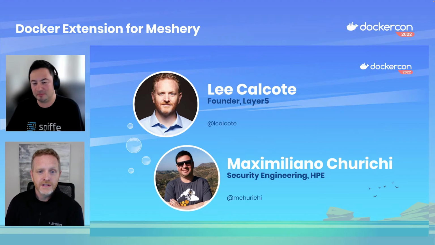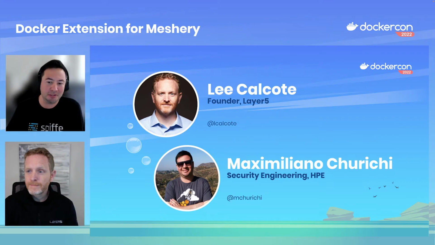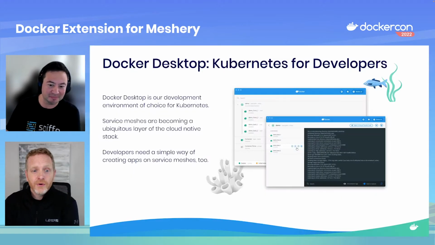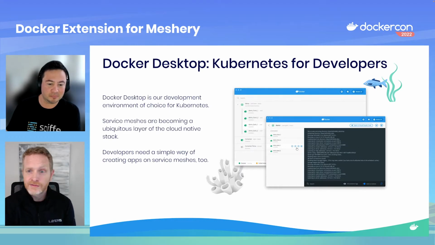My name is Lee Calcote. I'm the founder and CEO of Layer 5. And I'm Maxi. I'm a software engineer at the HPE Security Engineering. Both Maxi and I focus full-time on open source projects. Our open source projects have much to do with service meshes. There are a lot of service meshes, by the way.